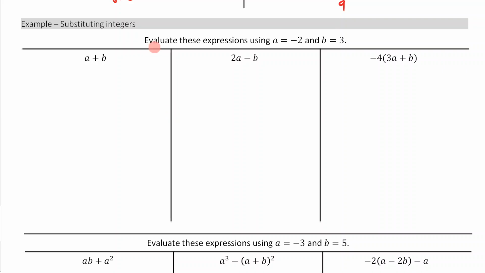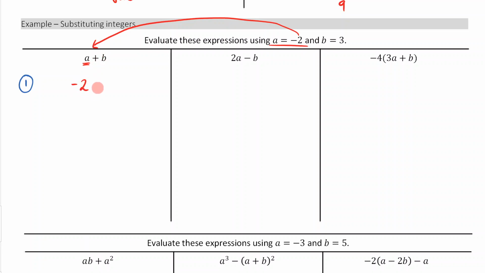Okay, so the first one says, evaluate these expressions using a is equal to -2 and b is equal to 3. The first thing we have to figure out is what is a plus b. Now, it's very important that your first step should never involve maths. Your first step should simply just be subbing in what you've been given. So if it's a plus b, well, I know that a is equal to -2. So I'm going to take this -2 and I'm going to substitute it into the a spot. So I'm going to write -2 here.